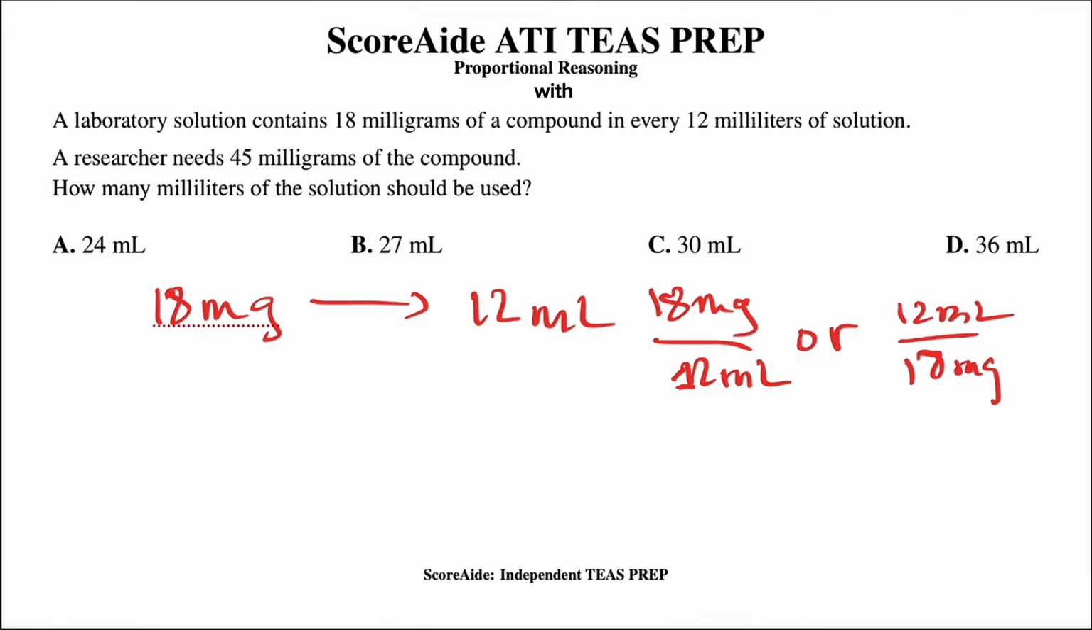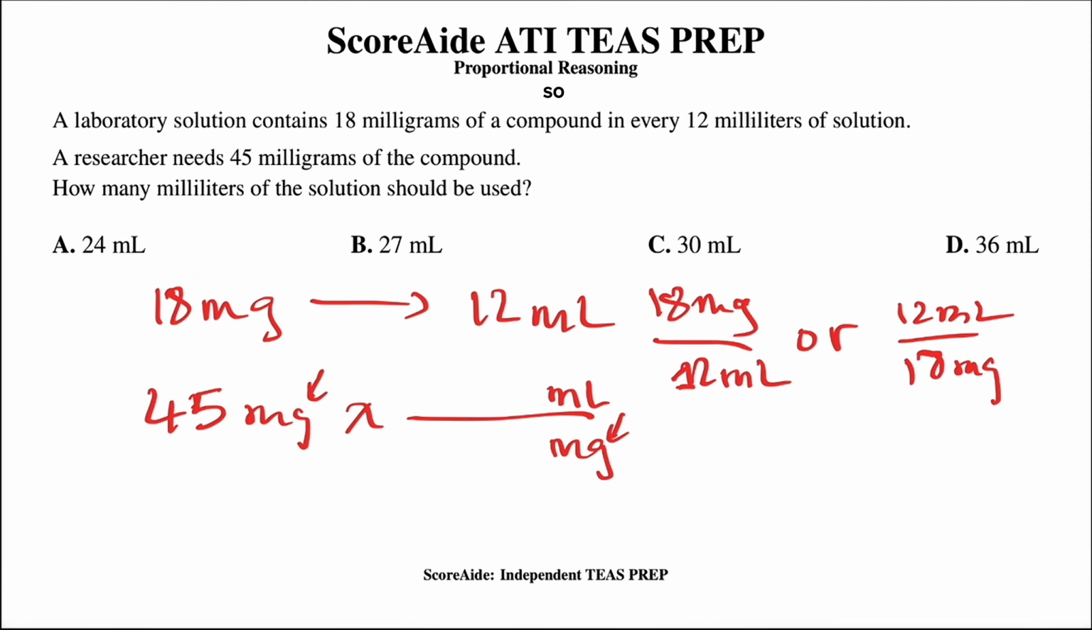Now, we're dealing with 45 milligrams and want to know how many milliliters of solution should be used. Now, which fraction should we use? So up at the numerator, we're going to have milliliters. Down here, we're going to have milligrams. So this and that cancel out. So we're going to use this one, which is 18 and 12 there, which is equal to 30.